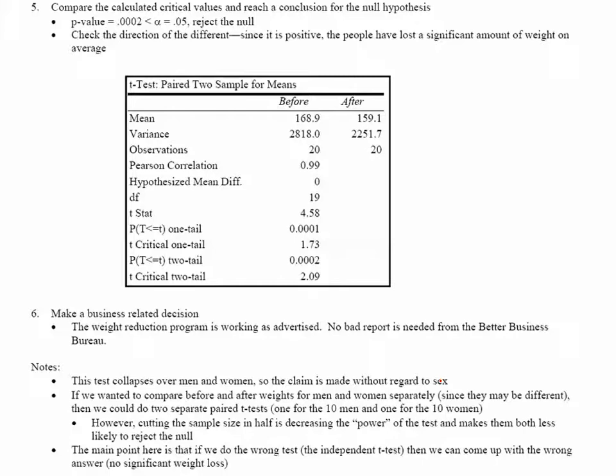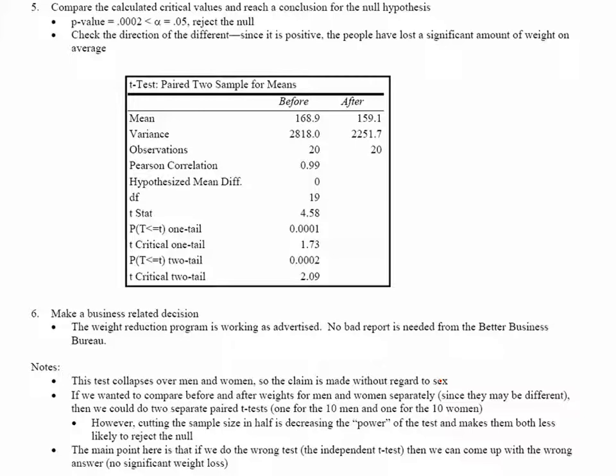So moving to step 5, we compare, we check the direction, we see that it's positive, so the people have lost a significant amount of weight on average, and we make a business decision. Well, there is a statistically significant difference before and after. The weight reduction program appears to be working, or at least there's evidence to suggest that it's working. No bad report is needed from the Better Business Bureau.